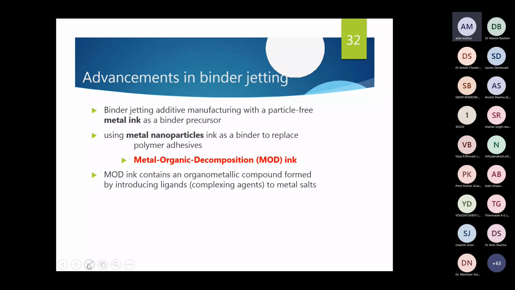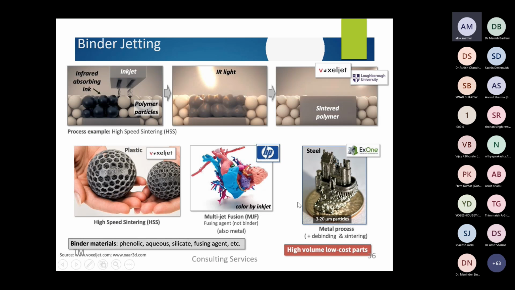So this is how different research is going on. Advancements are going on in binder jetting, and we are trying nanoparticles in the ink, and we can insert that. Here you can see the different binding materials which are used, like high-speed sintering. This is an inkjet printer. Infrared absorbing inks are used.